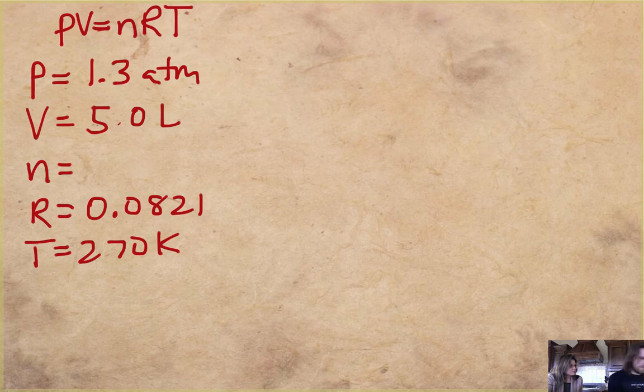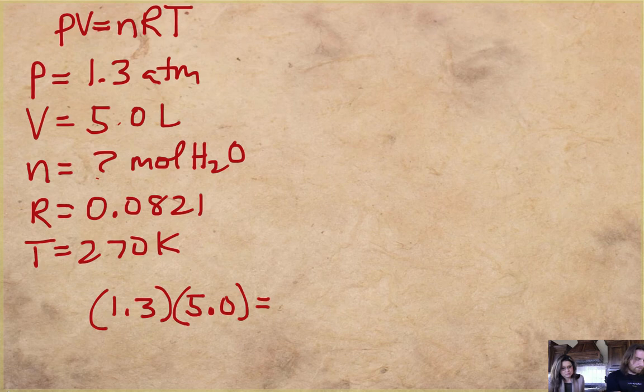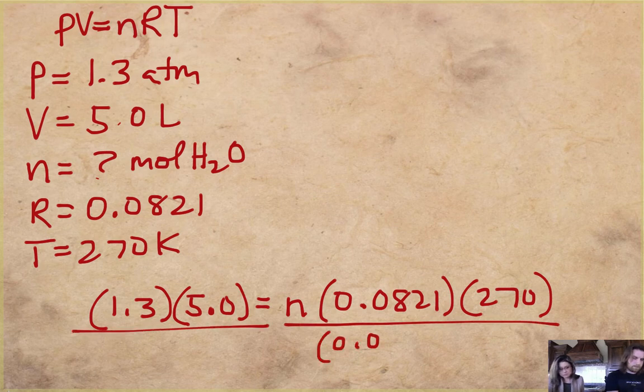Wait, this is going to tell me moles, and then we have to convert to grams using molar mass. Molar mass is back again. Well, let's solve for moles first, and then convert that to grams. What did we say the substance was? Water. I'm going to write that right there so I remember which molar mass I'm going to use. So P is 1.3, V is 5.0, equals n, which I don't know, times R, my gas constant, times 270 T. I'm going to have to divide both sides by this stuff here to get rid of it.